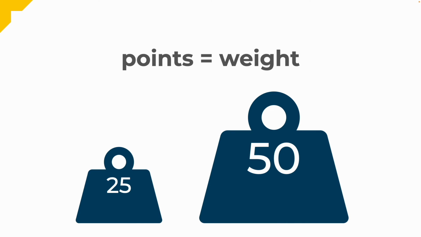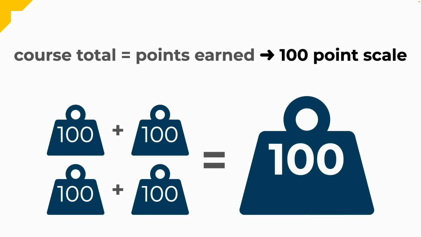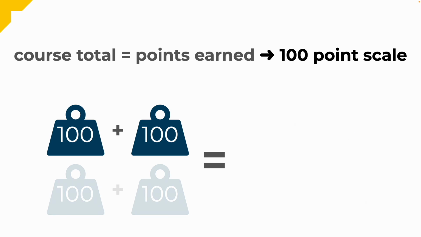The second thing that's helpful to know can be a possible point of confusion. Since simple weighted mean of grades generates a course total by taking the points earned and converting it to a 100-point scale, that means that the course total will always be out of 100 points, even if the number of assignments or grades in the course add up to more than 100. This is also true earlier in the semester when you haven't entered all of the grades yet.